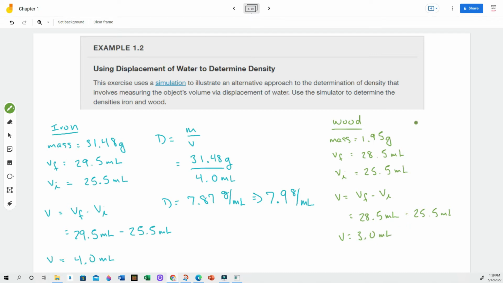Now to calculate the density, of course, density is simply mass over volume. So this is going to be 1.95 grams divided by 3.0 milliliters. So my density is 0.65 grams per milliliter. Let's take a look at the check your learning exercise.